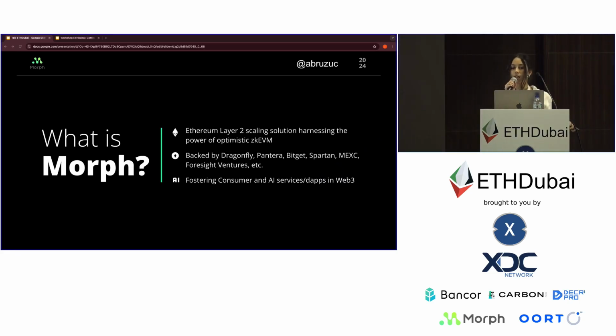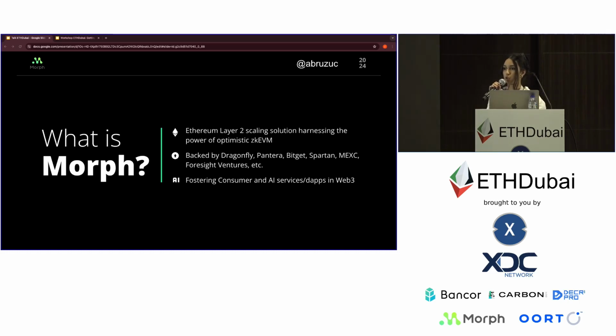So basically, Morph is an Ethereum layer 2 scaling solution that uses optimistic zkEVM. Our vision is basically to redefine the blockchain landscape with a clear focus on consumer applications. So we are prioritizing consumer-centric innovation, focusing on the needs and experiences of users, ensuring that our platform is intuitive, efficient, and beneficial for everyday use. Then we are also focusing on transparency and trust, basically building a community grounded in openness and mutual trust.